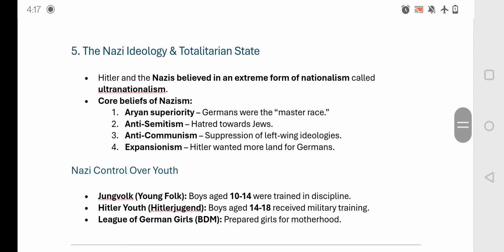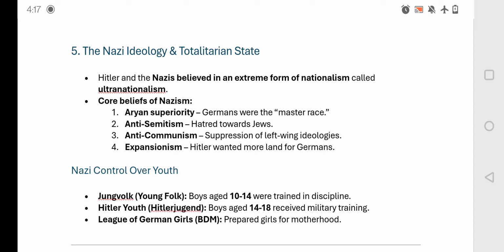Then we talk about what type of ideology he used to follow. He had an ideology of expansion, right? So let's see what his Nazi ideology was. Hitler and the Nazis believed in an extreme form of nationalism called ultra nationalism. Like you need to be only thinking about your nation. You should be extremely nationalist. So it was the party's belief. And then the core belief of Nazism was Aryan superiority.